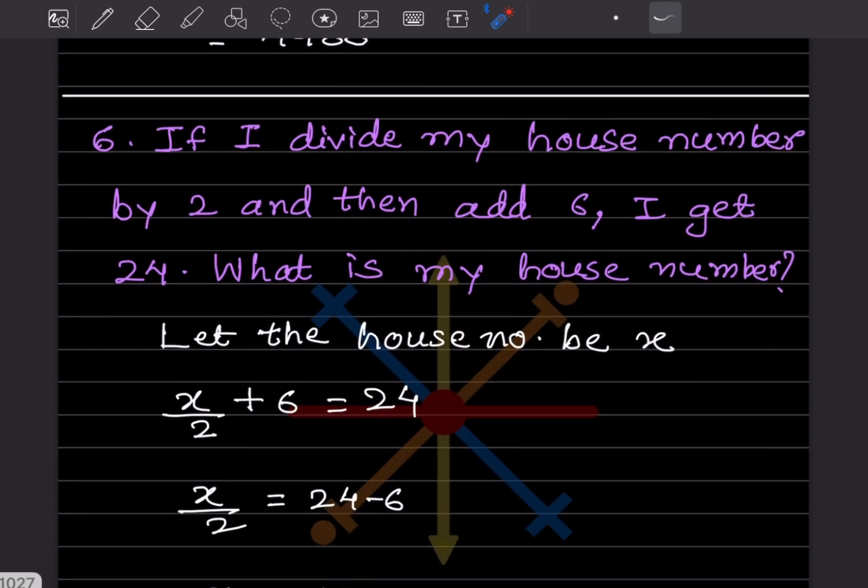If I divide my house number by 2 and then add 6, I get 24. And what is my house number? So let us consider the house number as x. So when you divide by 2, it means x by 2. And then you add 6 to it. And I get 24, means the result is going to be 24.